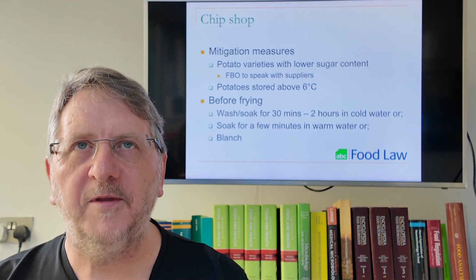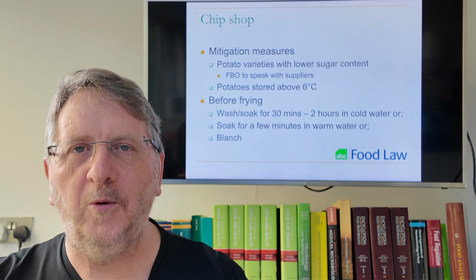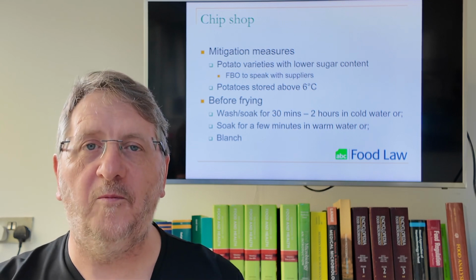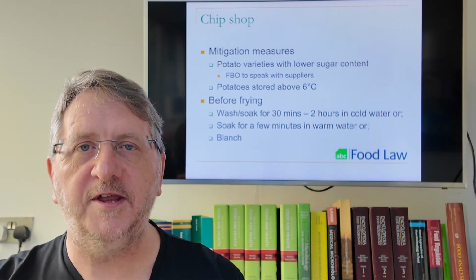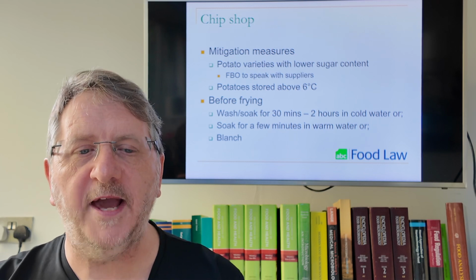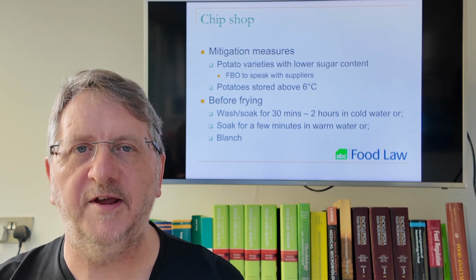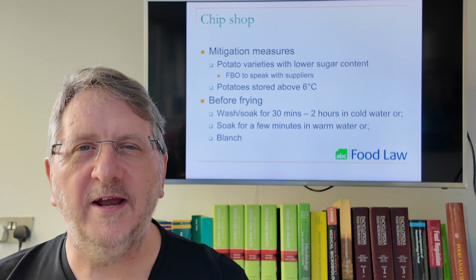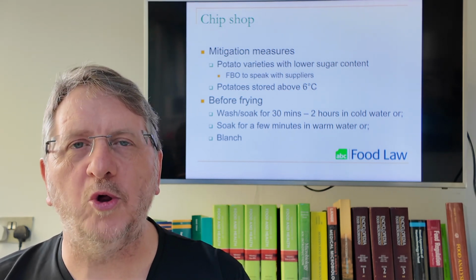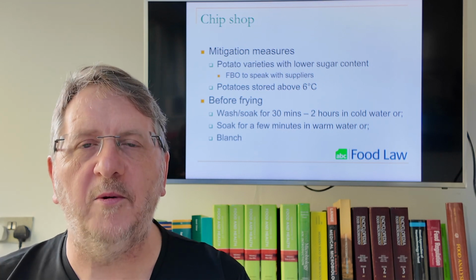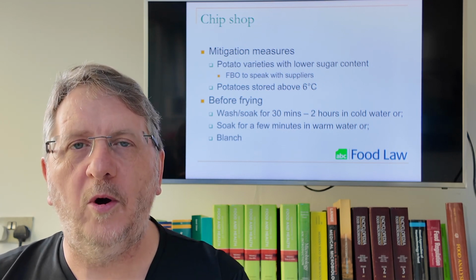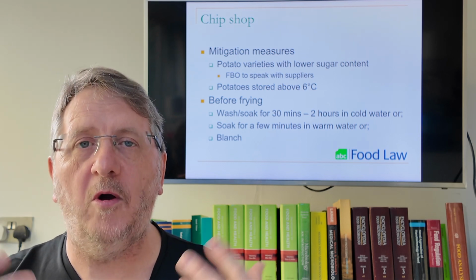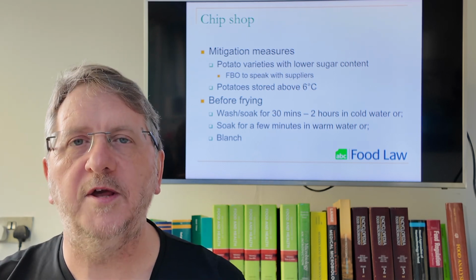Also, acrylamide precursors, the chemicals that form acrylamide, can form at refrigerated temperatures in starchy foods. So potatoes should be stored above 6 degrees centigrade. This is the raw potatoes. Before frying, try and get rid of some of the starch. So basically soak 30 minutes to 2 hours in cold water, or for a few minutes in warm water, or blanch, drop them into hot, boiling water, just for a moment.